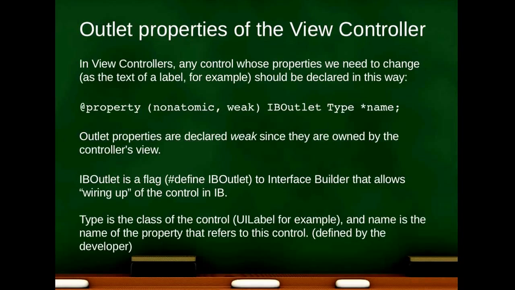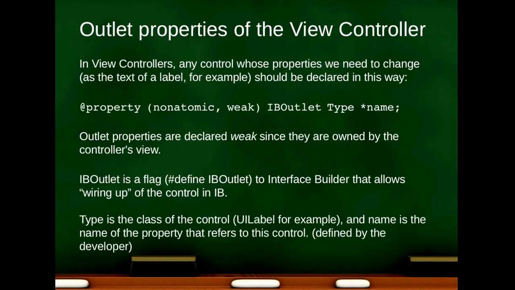IBOutlet is simply a flag to Interface Builder, and we can see that it is a #define IBOutlet as nothing. It's just a flag so that that define exists, that symbol exists, so that the compiler picks it up and says, this in Interface Builder is wired to some control. And that's how that works. It also allows Interface Builder to inspect the code and check and see if it has a control that can be wired to that type of property. And then it allows that wiring to happen.